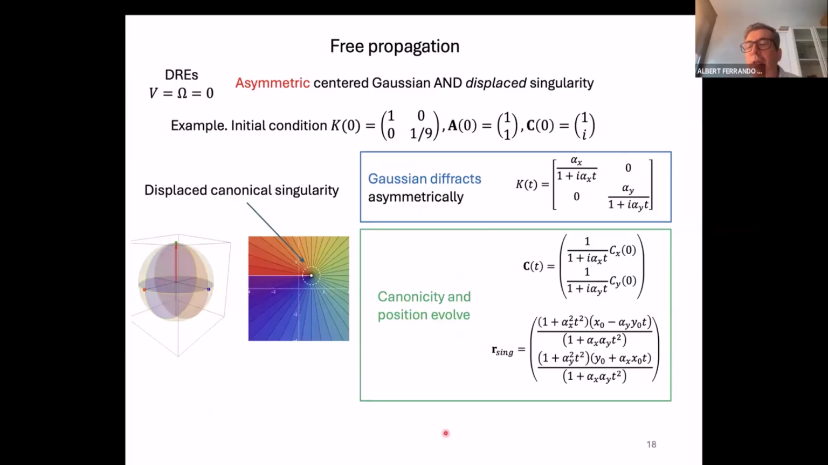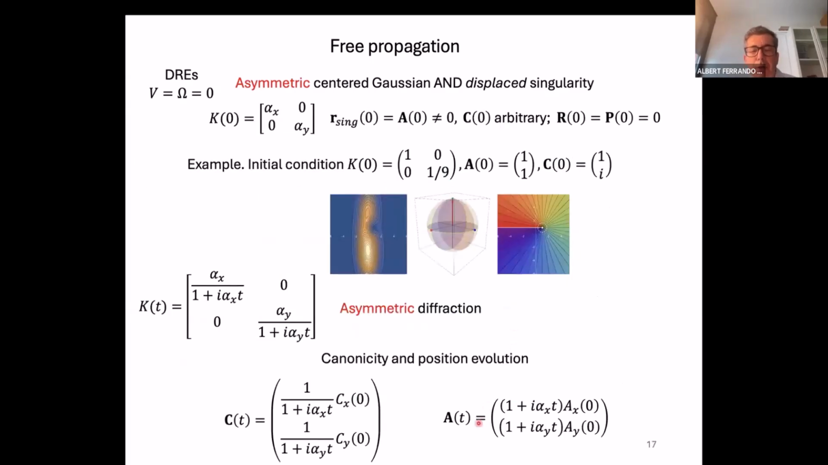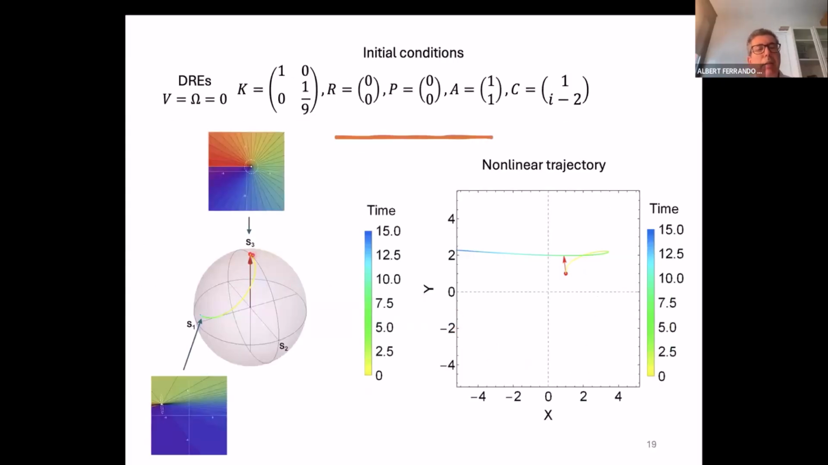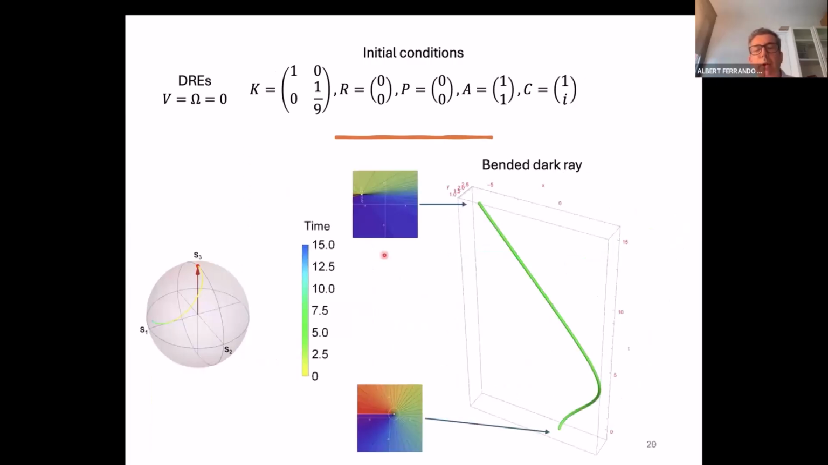since canonicity now is not conserved, because the X and Y components propagate differently, when you make this projection, despite this complex vector behaving linearly, the physical singularity is no longer linear. And therefore, what happens is that the canonicity moves in time, and the trajectory is no longer linear. So you can see here this type of motion that in 2D you cannot see too well, but in 3D provides this very nice picture.